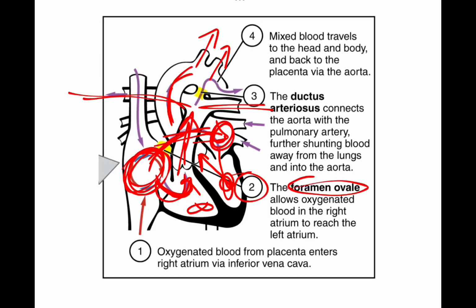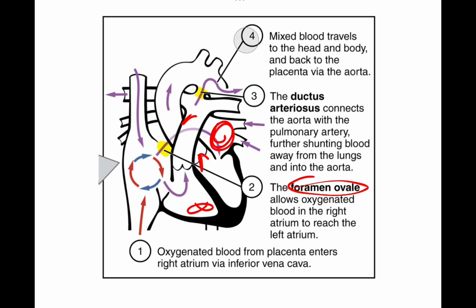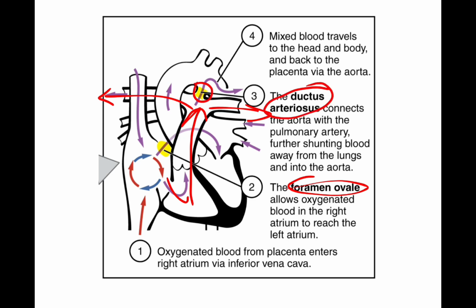Look at this. This is where we said the blood is coming from. Let me reduce some of these diagrams, these drawings. So this is blood supposed to go to the lungs here, right and left lung, and we are seeing only 10% of this blood gets there. So the remaining percentage of blood is shunted through this piece here. This is number 3, the ductus arteriosus. It connects the aorta with the pulmonary artery, further shunting blood away from the lungs to the aorta.